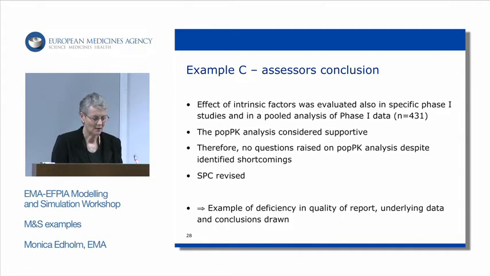And this is an example of a deficiency in the quality of the report, the underlying data, and by that I mean the range of covariate distribution considering the conclusions the company draw, and also criticism regarding the conclusions drawn by the company because of the underlying data.